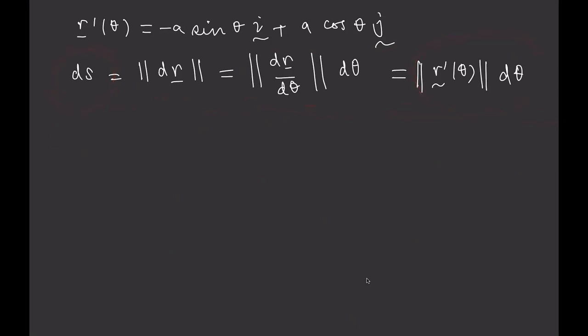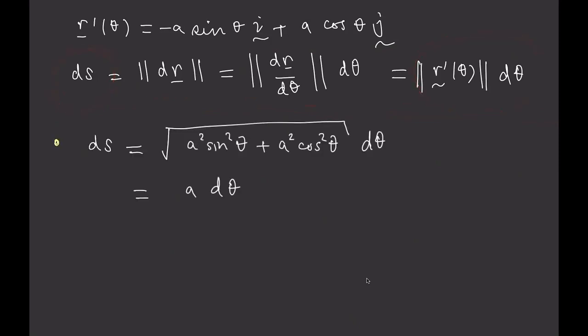In this case, what I have to do is take the norm of this vector. It's going to be this thing squared plus that thing squared, and then the square root of that. So it's going to be the square root of a squared sine squared theta plus a squared cosine squared theta. But because sine squared plus cosine squared is equal to 1, you just get a squared inside the square root, so it's just going to be a. So your arc length element ds is going to be a times d theta.